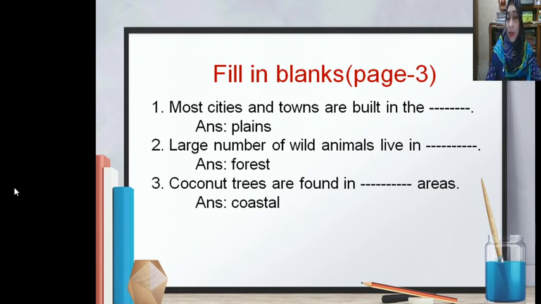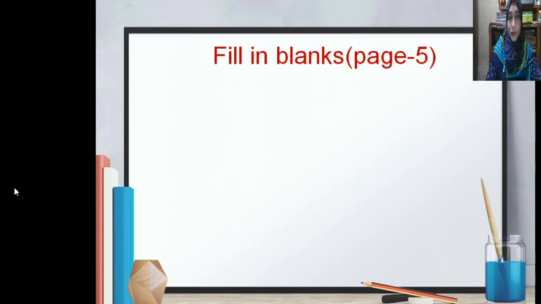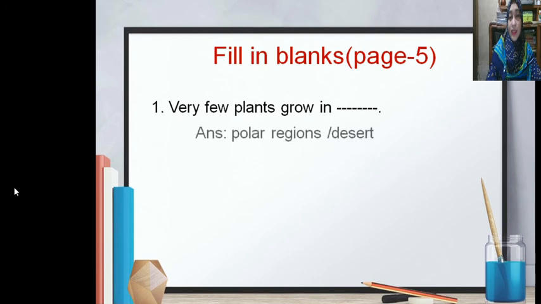Page number 5. Now I discuss with you, fill in the blanks. Number 1. Very few plants grow in dash. But we have to write here polar regions or desert.